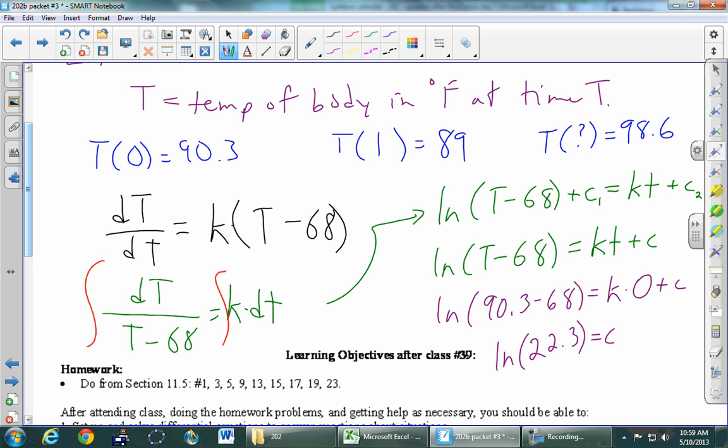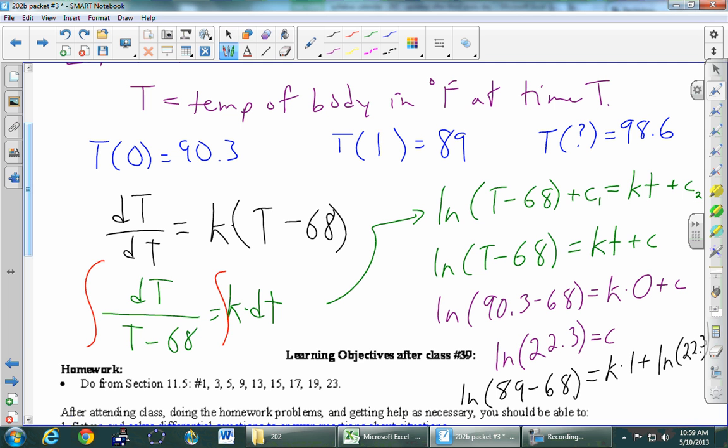Good. What do we still need to find? Still need the K. What haven't we used yet? T of 1. So let's plug in. So ln of what number are we putting for capital T is now 89 minus the 68 is equal to, just going again to that equation, so it's K times T. K times what? 1 is now the little t, plus, and then instead of C, what can we put? ln of 22.3. And right there is enough information to find K, right?